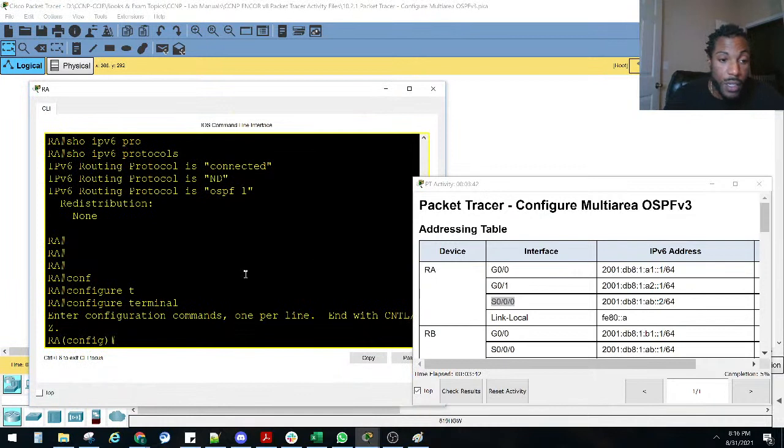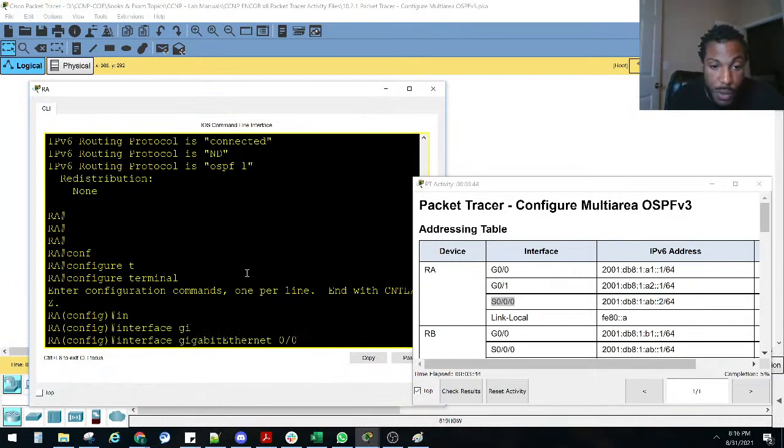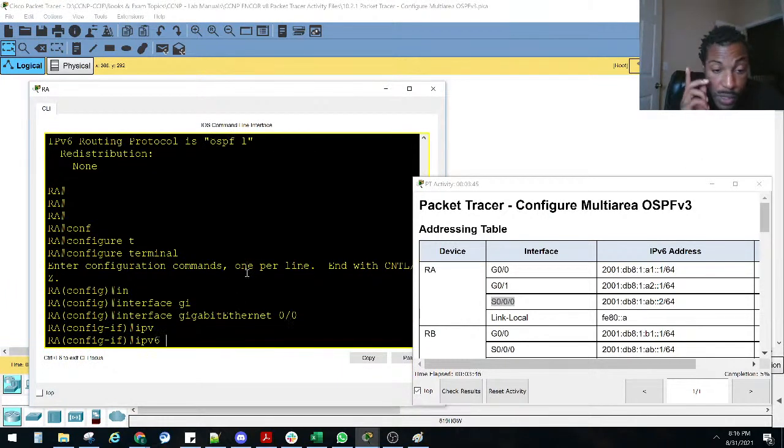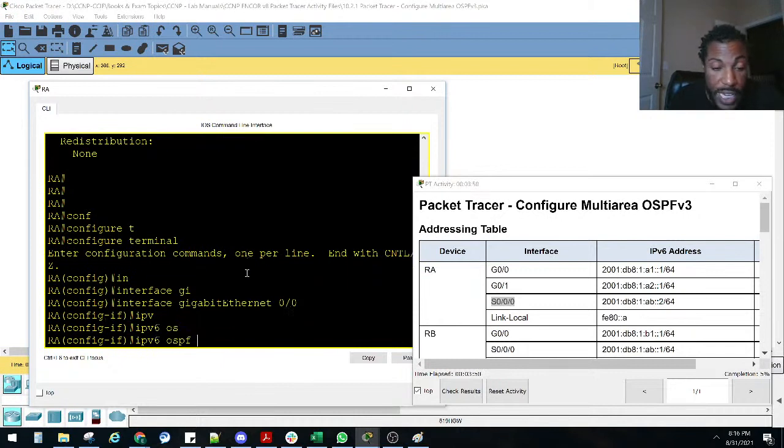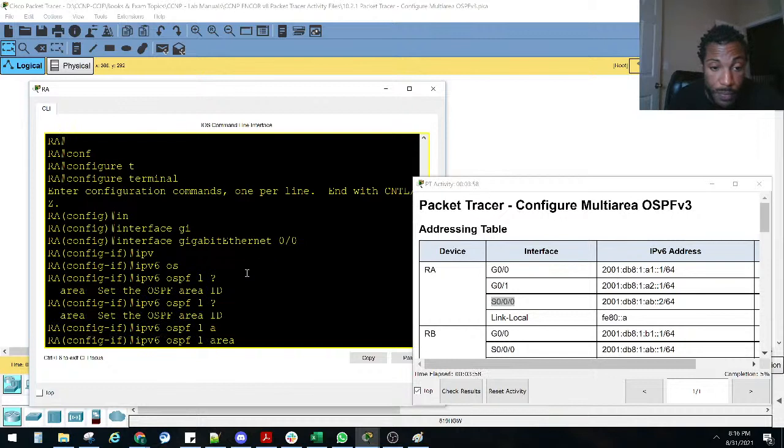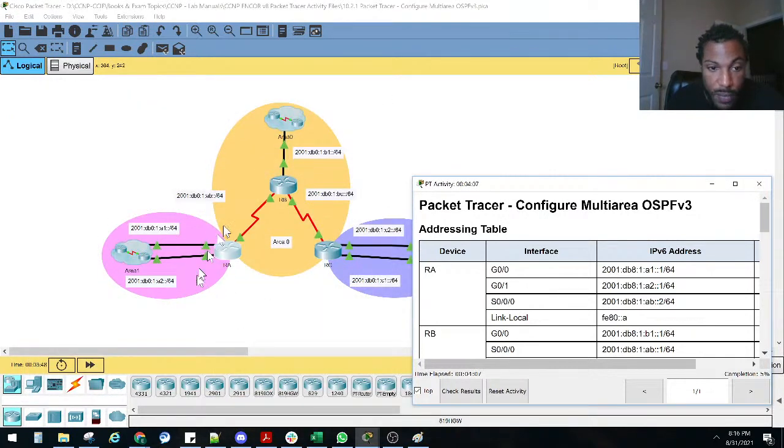So we go to that interface, Gig 0/0, and we just type in IPv6, really similar to yesterday's lab, right? So IPv6, OSPF, and then I believe the process ID, which is 1. They told us to use 1. And then the area keyword, so area, and then the area ID. So what are we working with? We're working with Gig 0/0. So these are the gigabit interfaces on this side. This is in area 1.